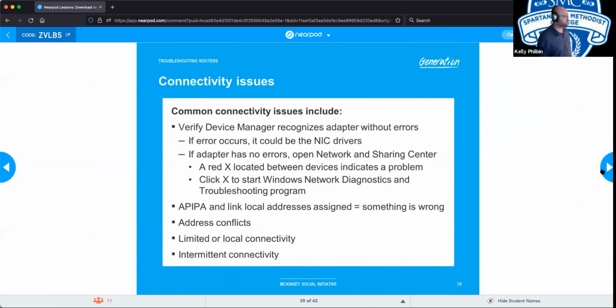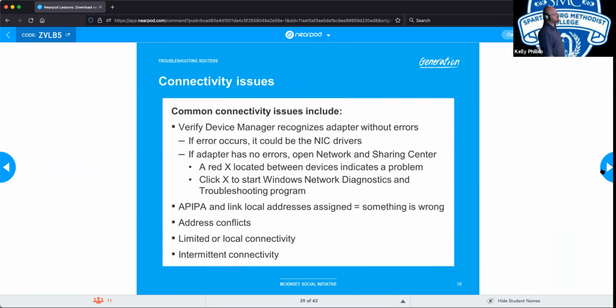All right, connectivity issues. Make sure the device manager on your system recognizes the adapters without errors. If errors are occurring, it could be the drivers for your NIC. You may just need to go out and download and update those drivers so you have the most recent ones.